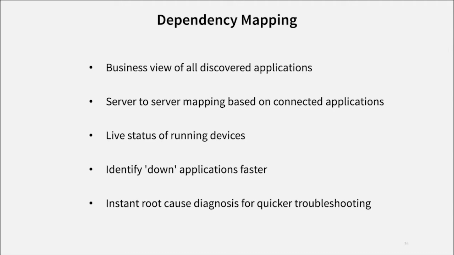This will help us also to understand the status of running devices, that is, whether they are available, whether they are healthy, whether they are down. And of course, if you identify a down application or an application with a problem from the dependency map, you will be able to see the root cause of that particular problem in that application from the same screen itself. So it's basically a single screen that packs a lot of useful information that can reduce troubleshooting time by significantly reducing the diagnosis time of performance problems.